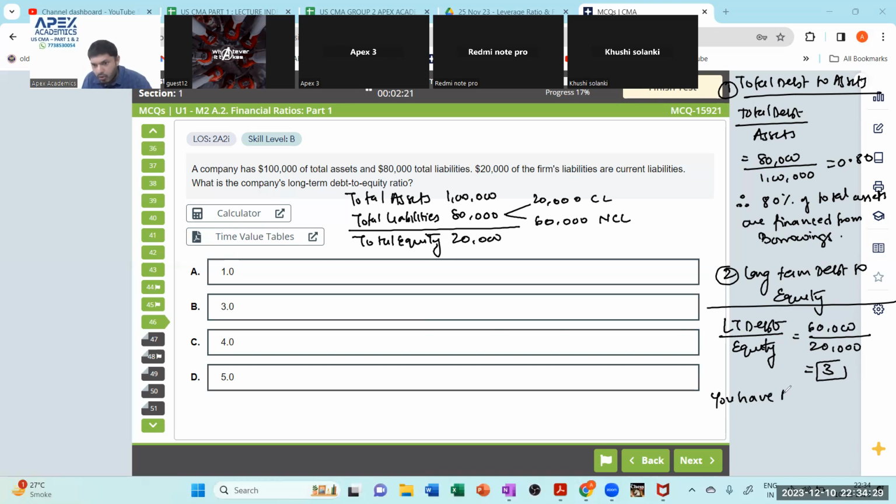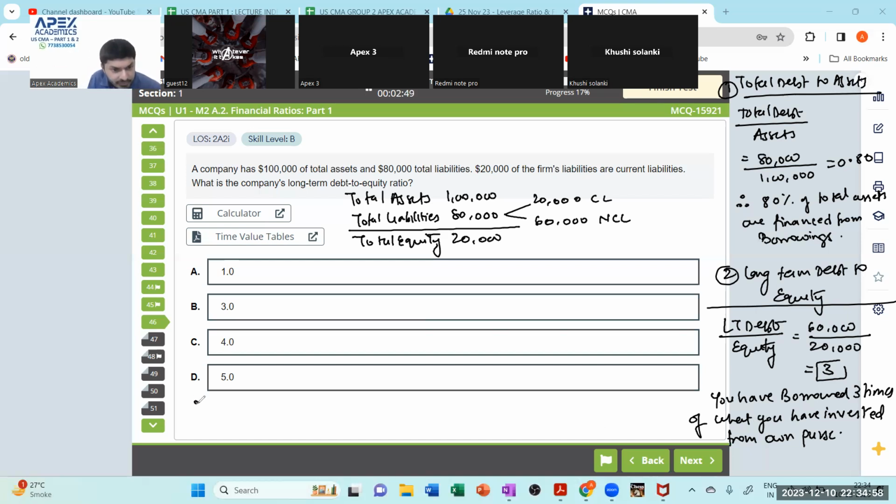You have borrowed 3 times what you have invested from your own pocket, 3 times of what you have invested from your own purse. खुद का पैसा 1 रुपया है, तो कर्जे का पैसा 3 रुपया है, ऐसा करके 4 रुपया तुम्हारे पास. Very bad position.